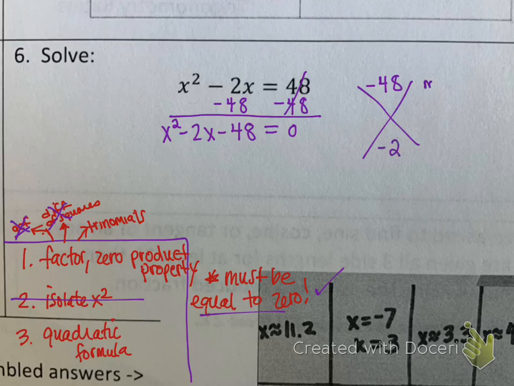So again, multiplies to 48, and then at the same time adds or sums to negative 2. So if my product's negative, there has to be one negative. So if I think of some factors of 48, you could just take 48 and divide by 2 in a calculator and keep going from there. Divide by 2, divide by 3, divide by 4, and so forth.